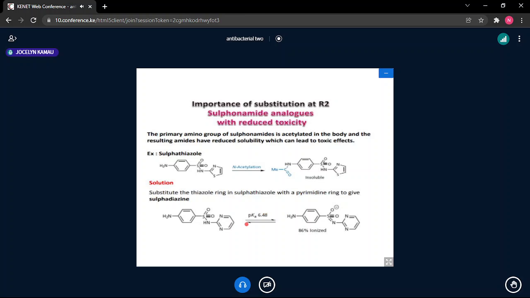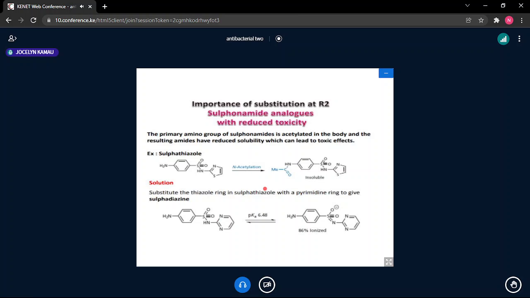So this drug is approaching 50% ionization when, of course, the pH of the urine is 6. Sometimes definitely it's not exactly 6. So they are saying when the pKa is 6.48, the drug in the urine is 86% ionized. And once it's 86% ionized, then sulfadiazine will not have issues of crystalluria. And sulfadiazine will also have better potency than sulfathiazole. So that is very important.